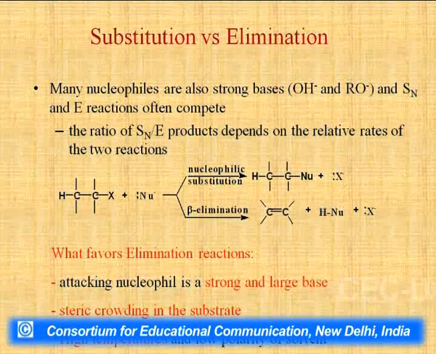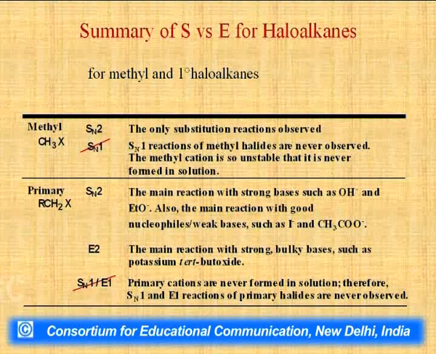So, when a nucleophile attacks the alkyl halide, nucleophilic substitution takes place, and when there is a beta elimination, an alkene is formed. Summary of substitution versus elimination for haloalkanes. For methyl and primary haloalkanes, SN2 is the only substitution reaction observed. SN1 reactions of methyl halides are never observed. The methyl cation is so unstable that it is never formed in this solution.